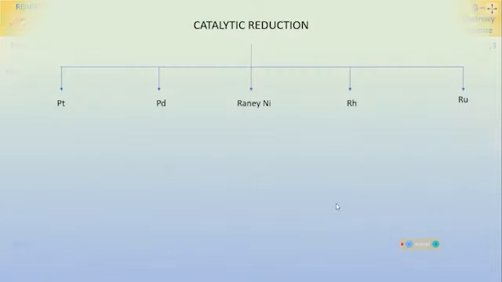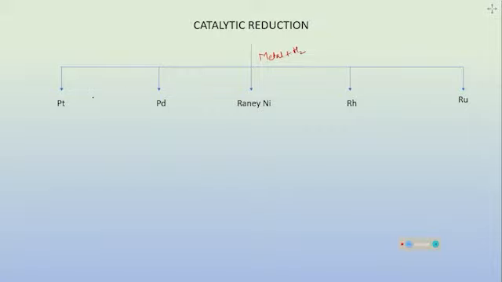Now let's discuss catalytic reduction. The name itself shows a catalyst. What is a catalyst? We know that a catalyst is a substance which is added to a reaction, does not participate, but enhances the rate of the reaction. In catalytic reduction of organic functional groups, we are using a metal along with hydrogen.